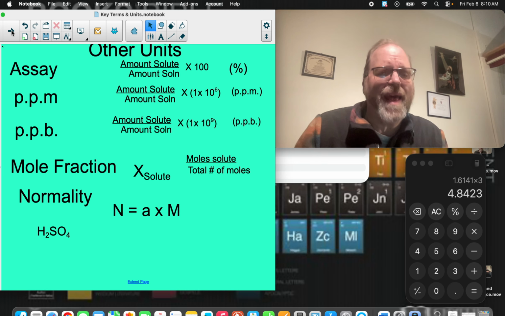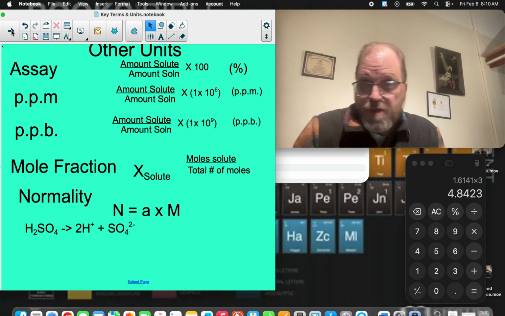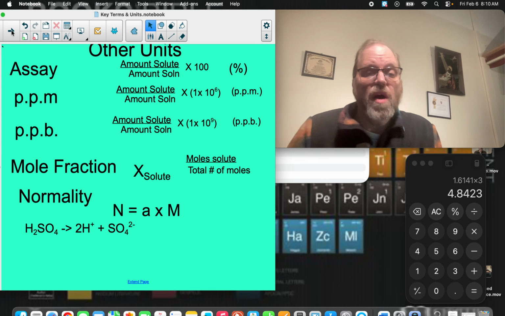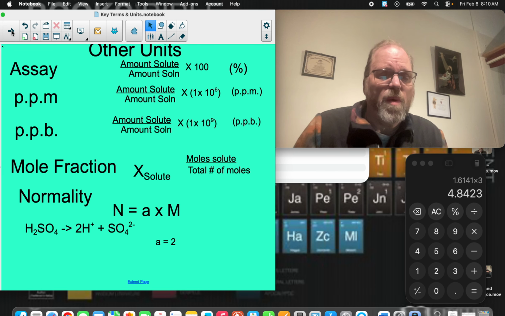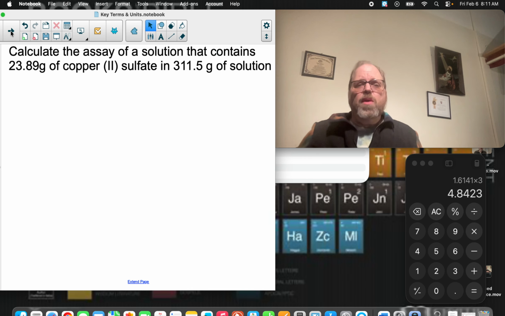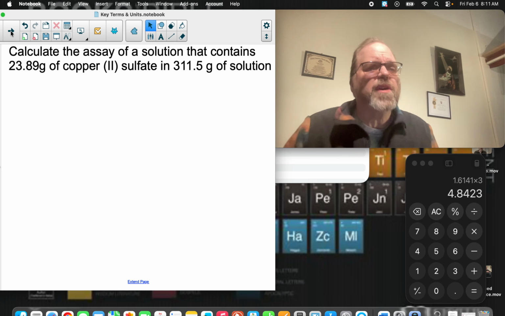Now, how do we find A? Well, if we had some sulfuric acid, we dissociate it, like I showed you before, into 2H plus and SO4 2 minus. That multiple in there is the 2, and so that's where we get the A value. All right, so let's take a look at the assay problems first, because they're pretty simple. We're going to do those quick here first.